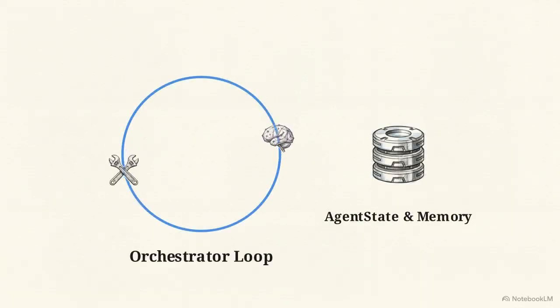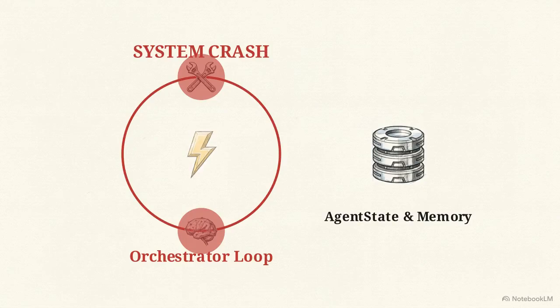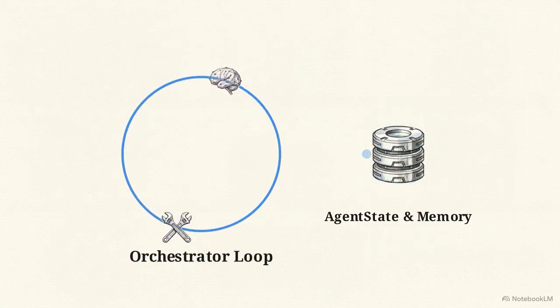These tables allow the orchestrator to pick up a loop exactly where it left off if the application restarts. Without this persistent record, the system would have to start every multi-step task from the beginning after a crash.